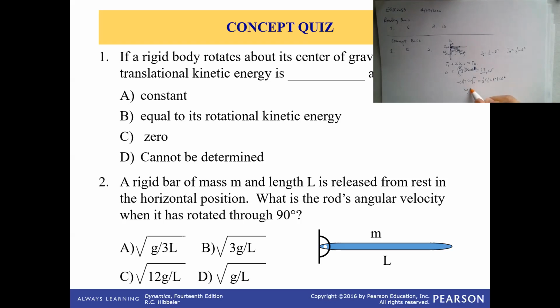So on the left-hand side, it's going to be just mg(1/2)L equals 1/2 times 1/3 mL squared omega squared. So the 1/2 here and 1/2 here can cancel out. The m can cancel out. The L, just one L here, will cancel out the square there. So at the end, now you can multiply both sides by 3 and then divide by L. So 3g over L equals omega squared. Take the square root, get rid of the square. So it's the square root of 3g over L. So on this one, it's going to be B.